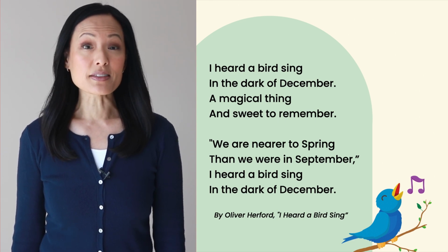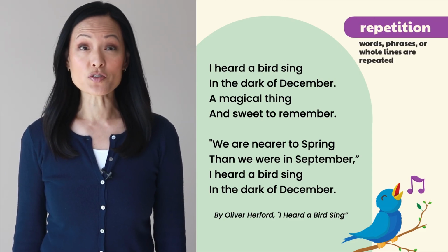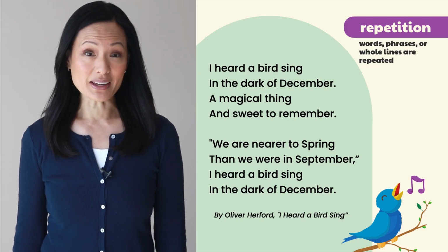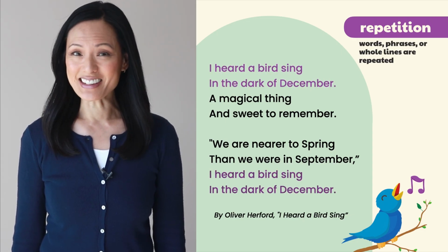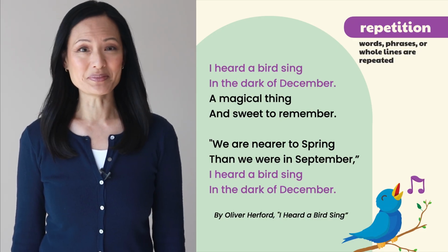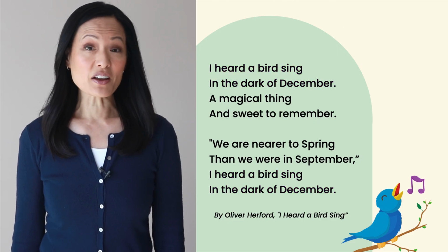For instance, this poem uses repetition, which is when words, phrases, or whole lines are repeated. These lines are repeated here and here to emphasize the most important idea in the poem, hearing the birds singing in December. Poems can also have rhyme.